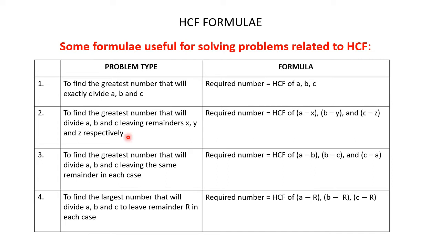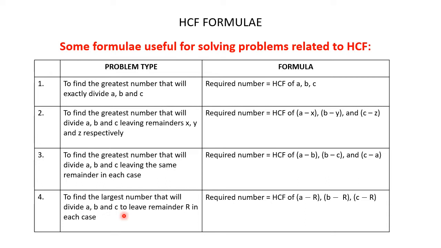Now look at these three formulae. If in the problem you are asked to find the greatest number that will divide A, B and C, leaving remainders X, Y and Z respectively, and the remainders are different, that is, you are given remainders whose values are different, then you use this formula. If you are asked to find the greatest number that will divide A, B and C, leaving the same remainder in each case, this means you are given remainders which are the same and the value of the remainder is not given. Then you have to use this formula.